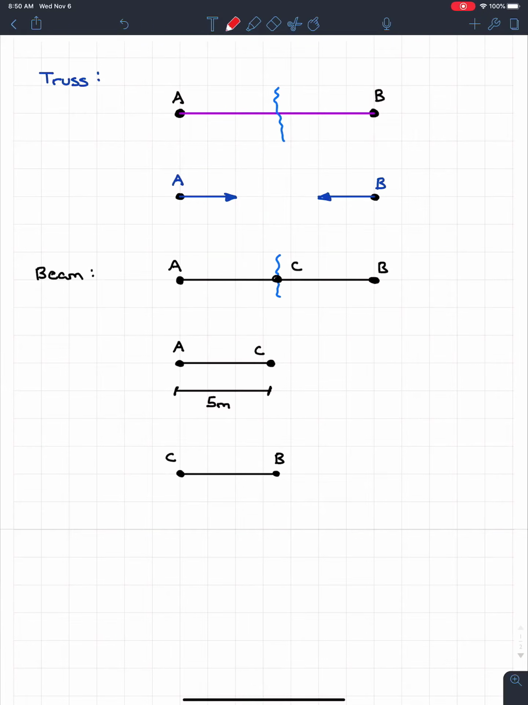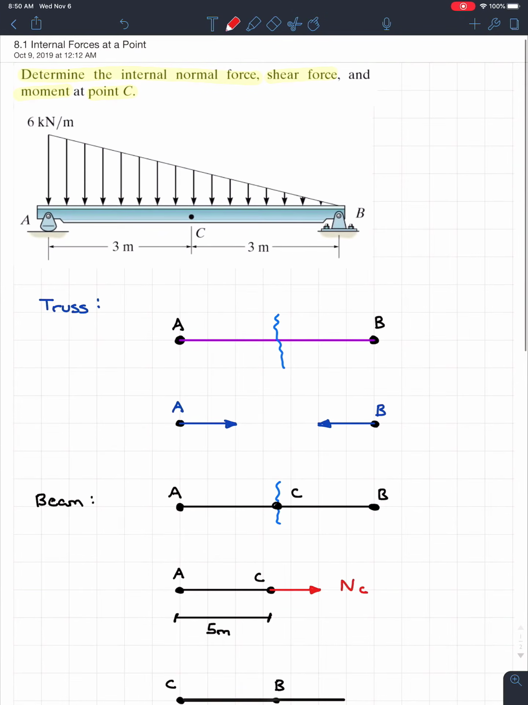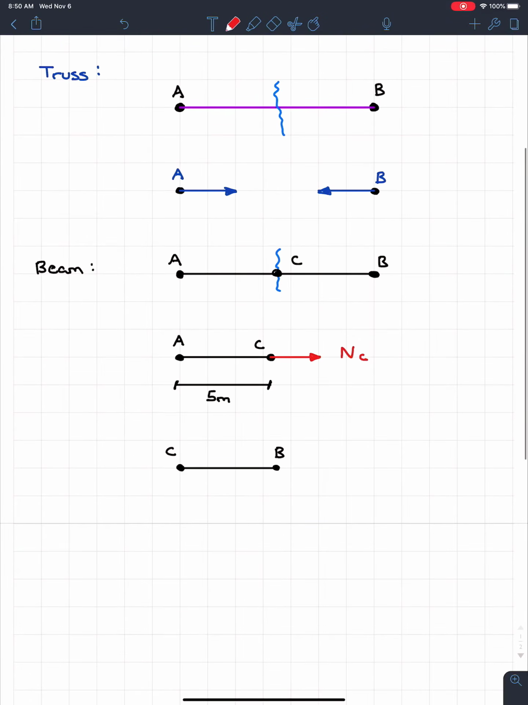The only thing that happened in a truss, though, is we had that one single force. When we cut a beam, we actually have the same force kind of coming out like this. And this is called the normal force. So what I would label this as is N, so normal force at C. So when we look up at the question, it says to determine the internal normal force, that would be that one.